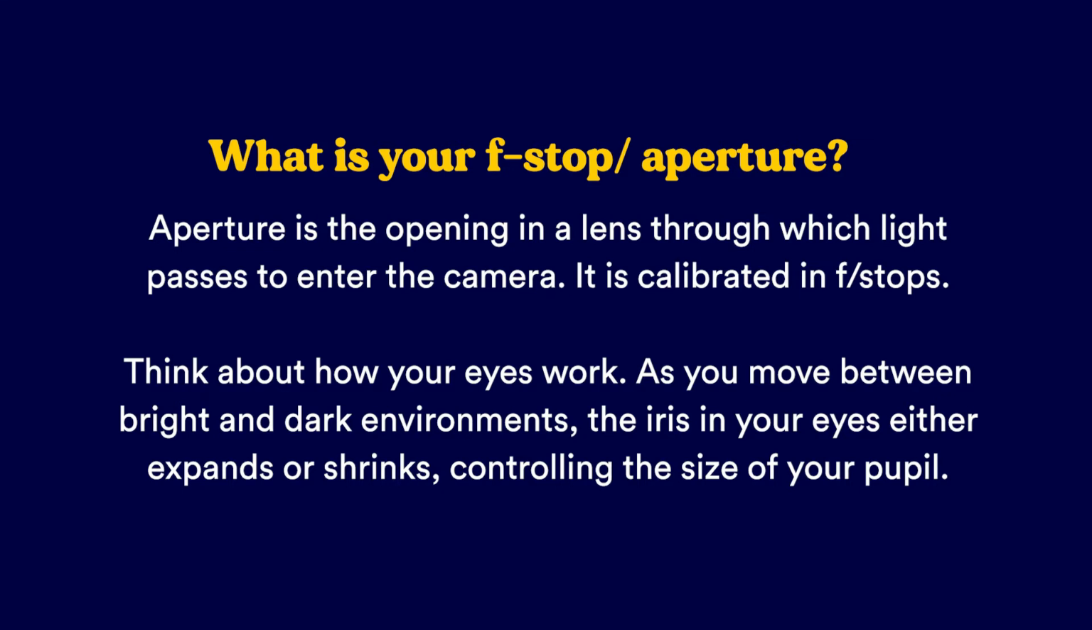Aperture is that opening in your lens that lets light enter your camera. And it's calibrated in f-stops, hence is why we call it f2.8, f1.8. So a simple way to understand this is just think about how your eyes work. As you move in between bright and dark places, your pupil literally expands or shrinks to compensate the light entering so you can see. That is an easy way to understand what aperture is.